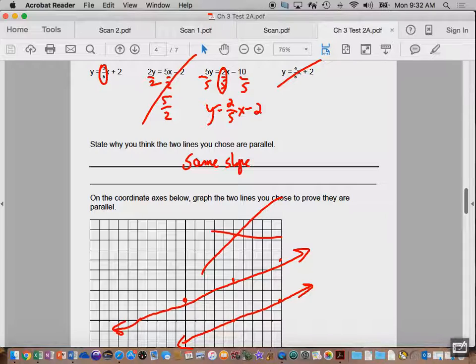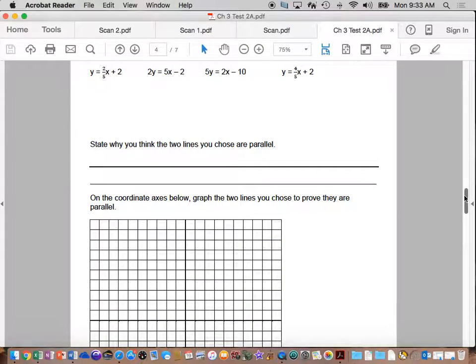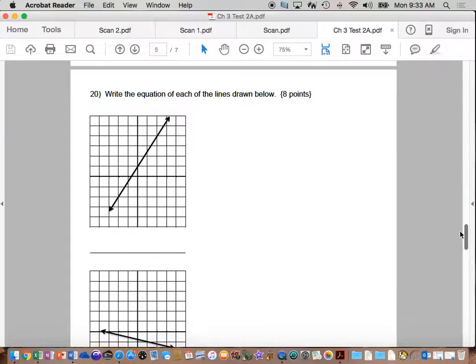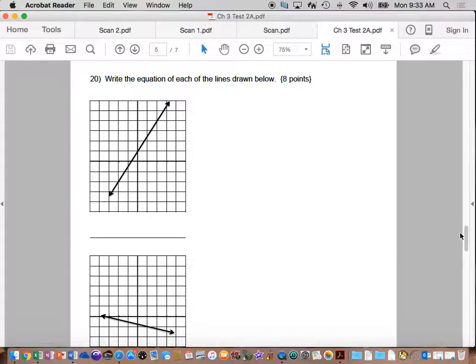So if you try to graph the 2 lines and they wind up intersecting, you have to know that you're wrong. All right, so what's the equation of this line?